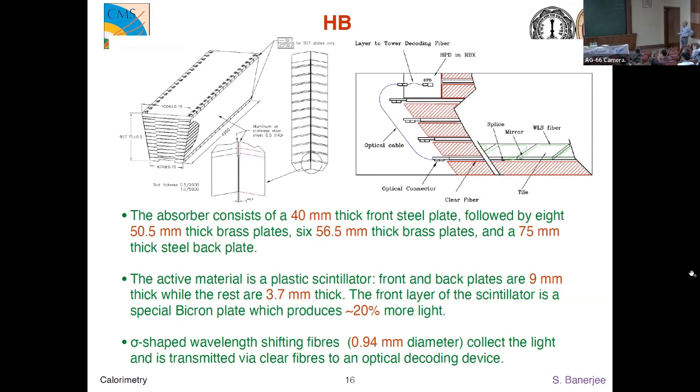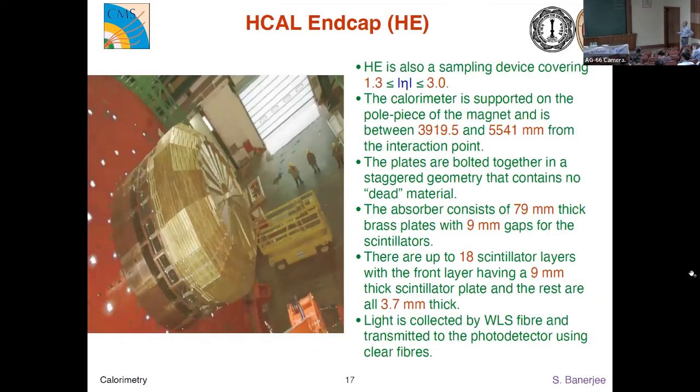And to do that, we have to put a neutral density filter in front of that. And now I think we are in a better situation, in which we have removed them. Inside these scintillators, we have wavelength shifting fibers, which collect the light. The wavelength shifting fiber cannot go all the way up to the readout board, so it has to be fused with a clear fiber, and then the clear fiber goes to the readout system.